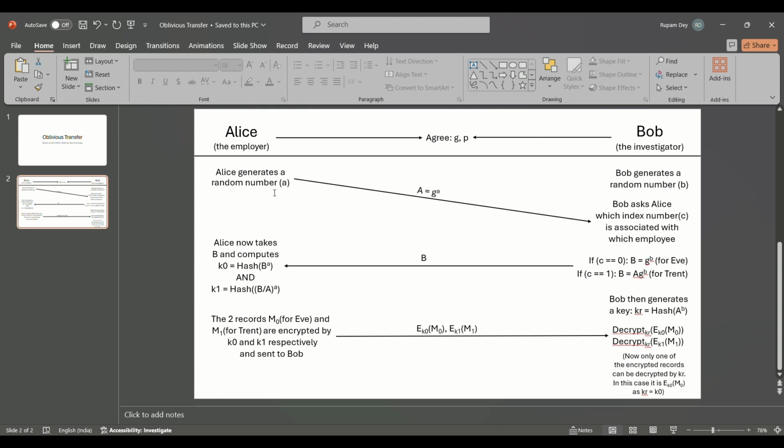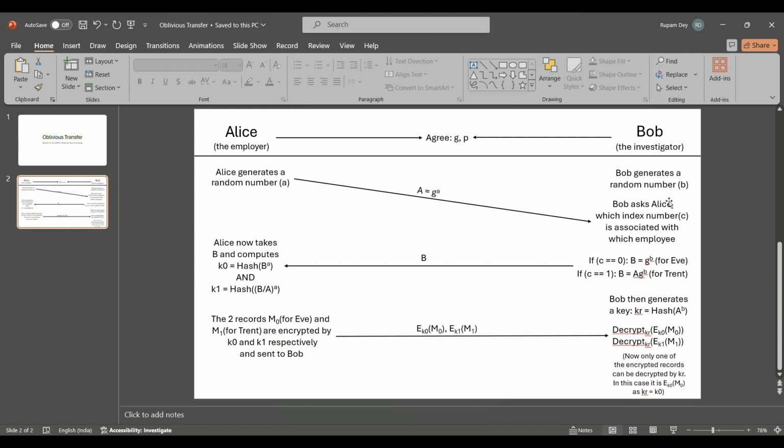So Alice generates a random number A. Before that, both Alice and Bob agree on G and P, where P is a prime and G is a generator. P is important because here all the operations are modulo P. So Alice generates a random number A, computes capital A equal to G to the power A, and sends it over to Bob.